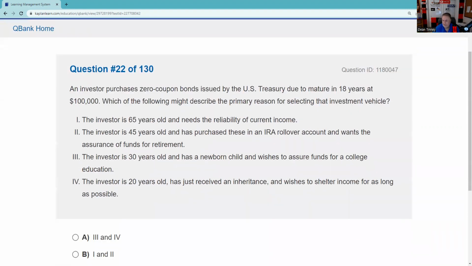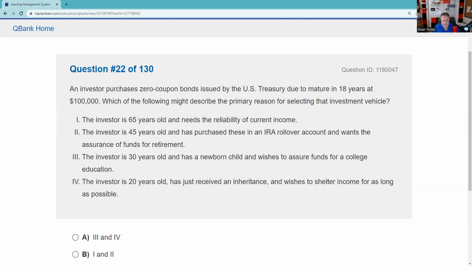Zero coupon bonds, definitely on the exam. Zero coupon bonds are definitely on your exam. I can't imagine any draw in which you are not going to get asked about zero coupon bonds. An investor purchases zero coupon bonds issued by the U.S. Treasury, so no credit risk, due to mature in 18 years at $100,000. Which of the following might describe the primary reason for selecting this investment vehicle? This is very testable. One, the investor is 65 years old and needs the reliability of current income.